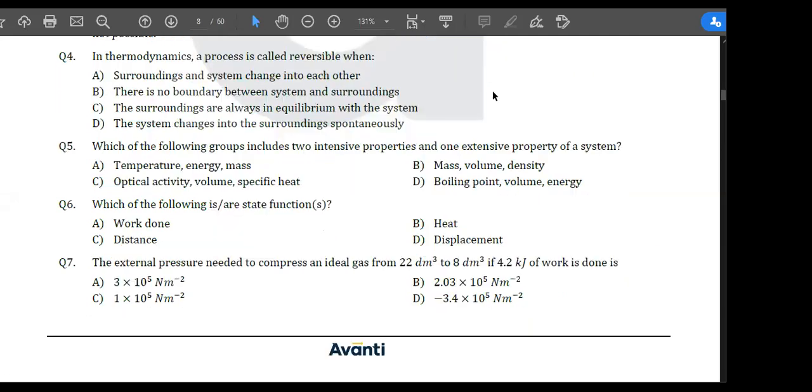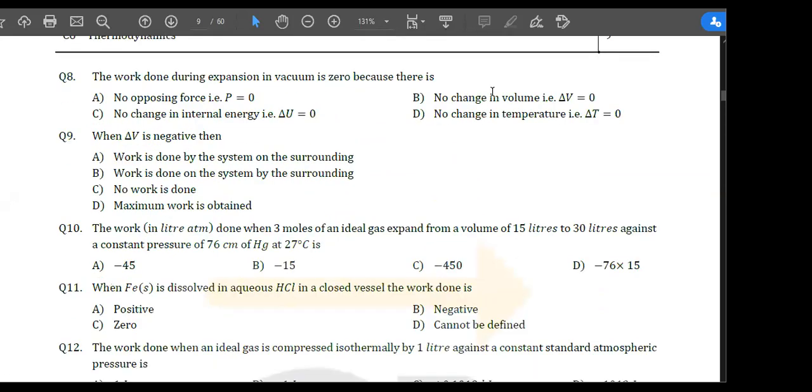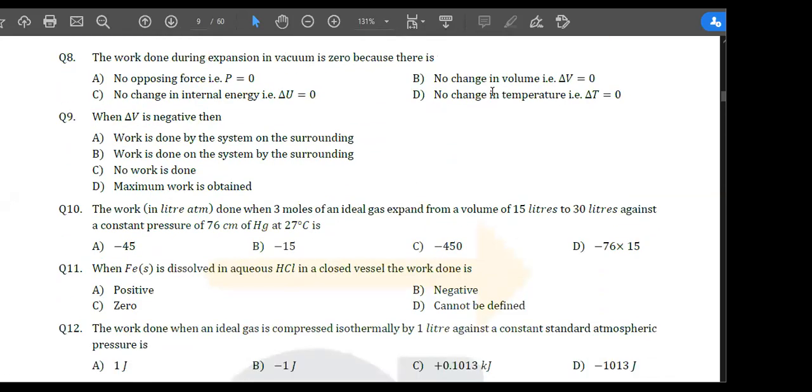Now question number 8 to 12. Anyone have any doubt between question number 8 to 12? Tell me.